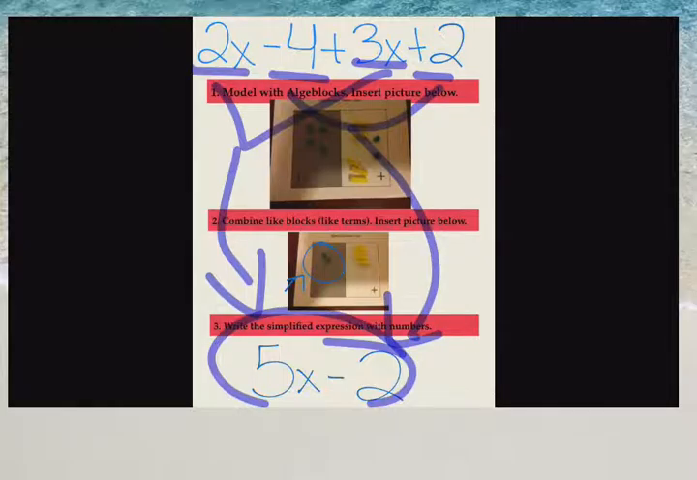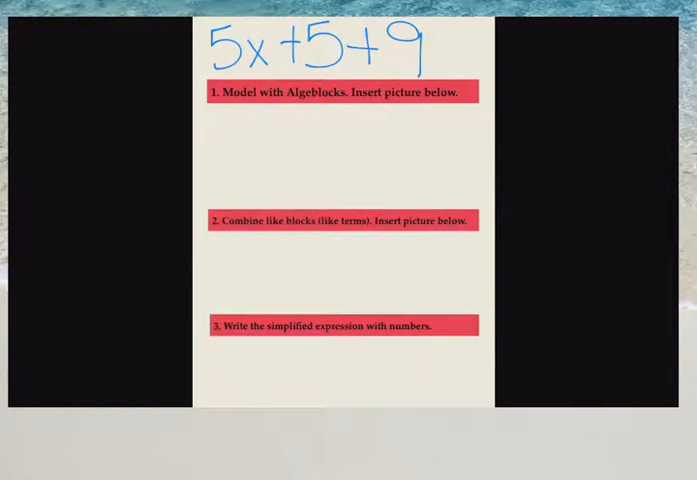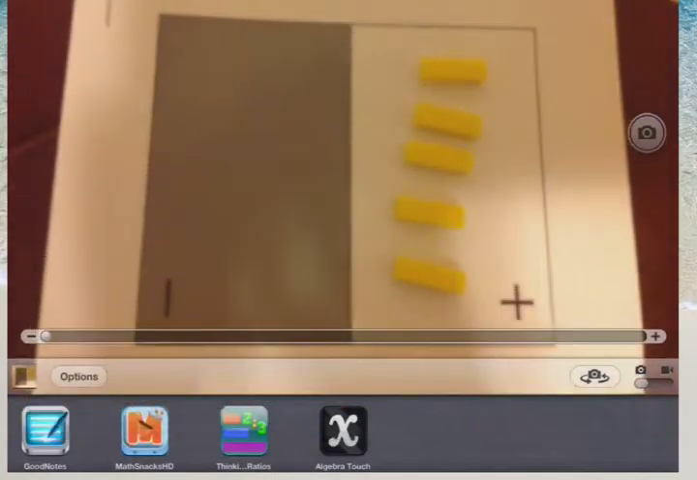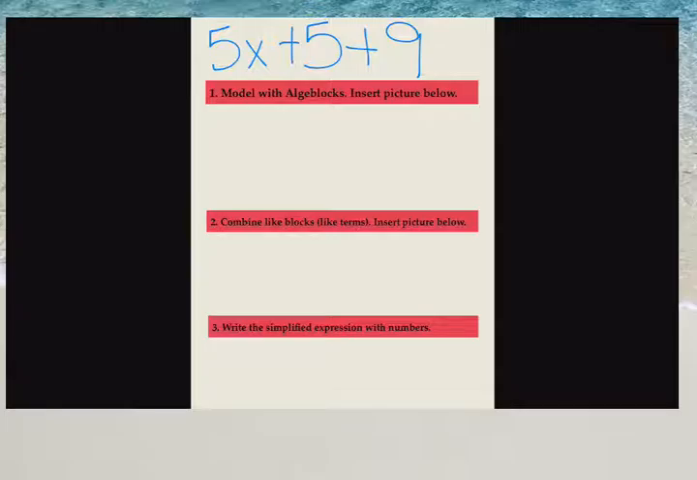Alright, we've got one more to do with the algebra blocks, so let's get to it. 5x plus 5 plus 9. Ooh, ended on an easy one. So let's start by representing our 5x, okay, and our positive side here, and I believe it's plus 5 plus 9.